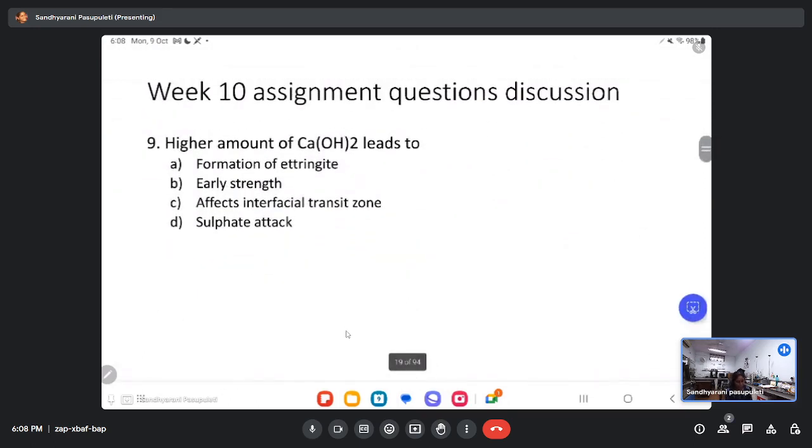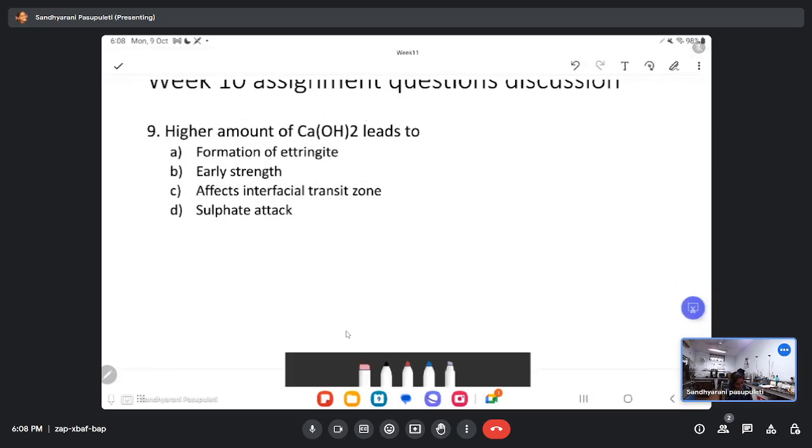Higher amount of calcium hydroxide leads to what? We know having calcium hydroxide in surplus amount will lead to a disadvantage in the cement properties. For example, the extra calcium hydroxide present in the cement, when reacted with tricalcium aluminates and or silicates in the presence of sulfate, will form calcium aluminate silicates.